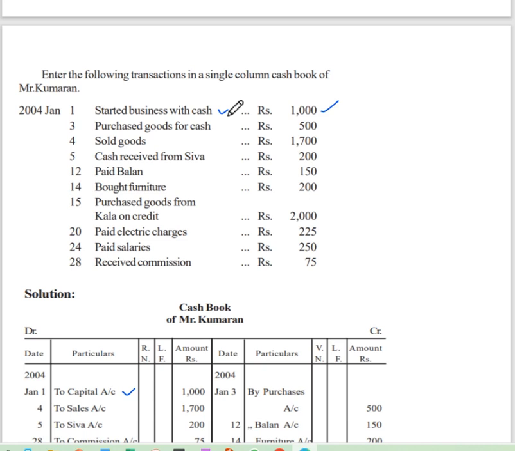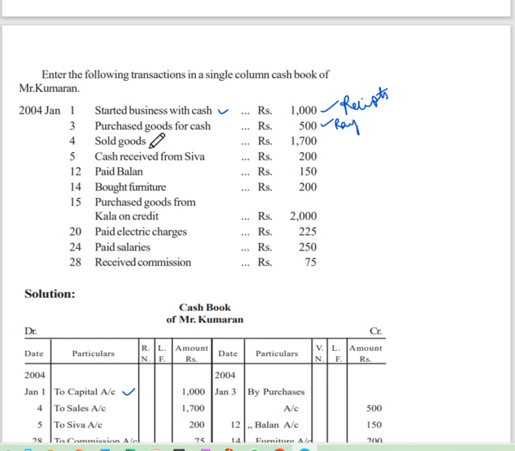Okay, next, purchase goods for cash. Goods have been purchased, so that means cash is going, cash payments. When we purchase, it's a cash payment. When we commence a business with cash, it's capital or cash receipts. That should be debited. This is a cash payment.